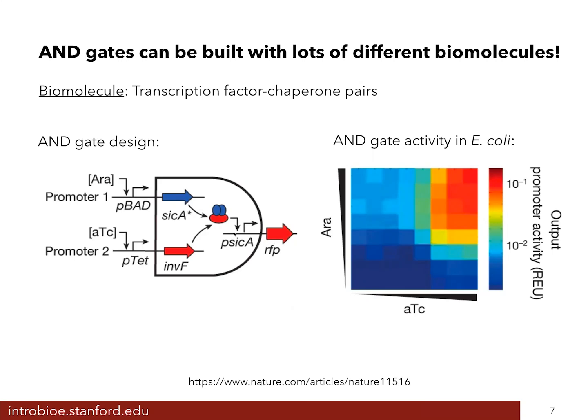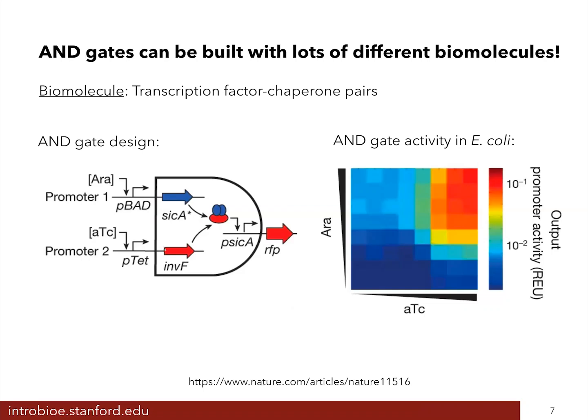of SIC-A. But SIC-A, when it's produced, is not folded correctly. For whatever reason, the bacteria is not able to fold it correctly. And so remember, we talked about how protein structure is really important for function. Well, when it's not folded correctly, it can't bind the DNA and it can't initiate expression of the output gene, which is RFP, a red fluorescent protein.